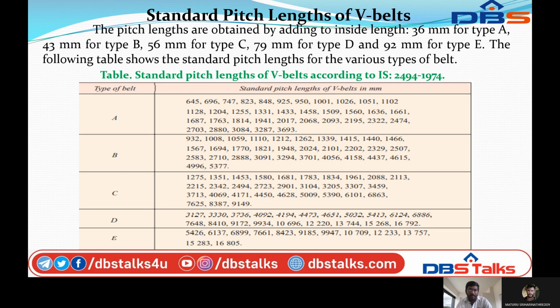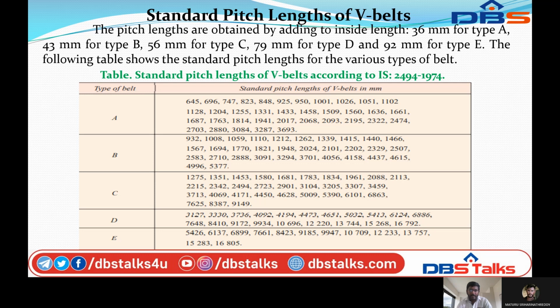Seeing the below table, it gives the standard pitch length of the V belt according to Indian Standard 2494 to 1974. The table gives the type of belt and the standard pitch length of the V belts in mm. For the type A belt, the standard pitch lengths are 645, 696, 747, 823, 848, and continue up to 3693 mm.